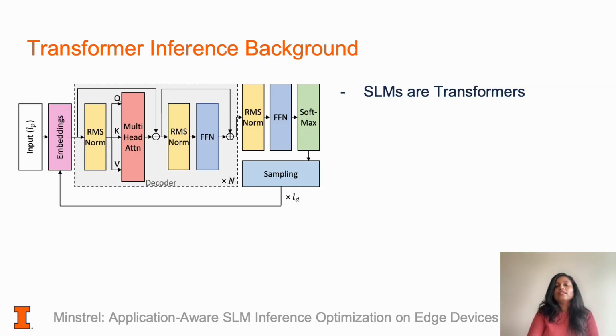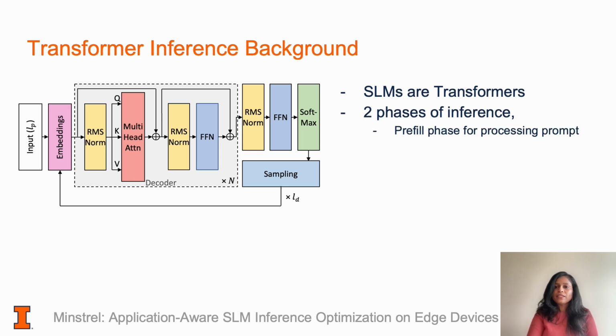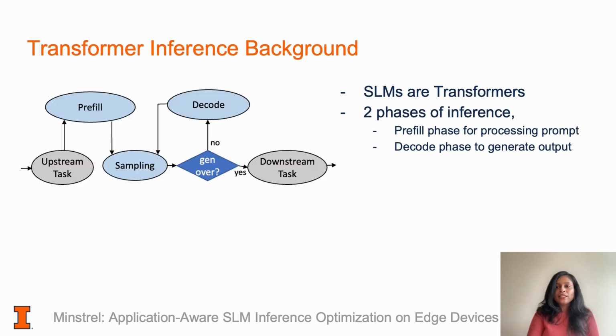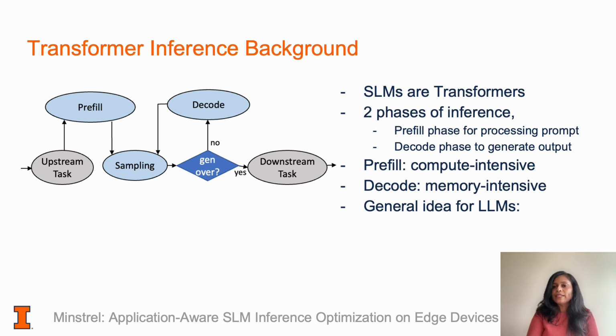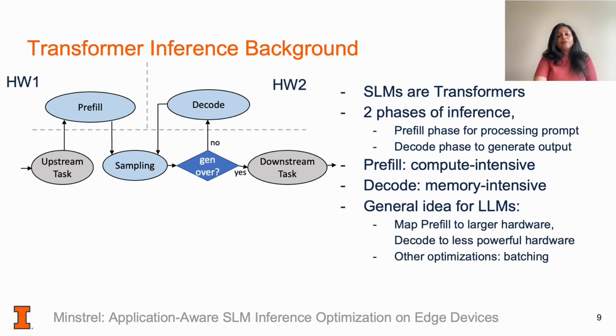So to start with, SLMs are transformers. So just like in LLMs, there are two phases for inference: the prefill phase for processing prompts and the decode phase for generating output tokens. We can visualize this as in the flowchart on the left. It is well known in the literature that prefill is compute intensive and decode is memory intensive. Research for LLM inference optimization in data centers follows the general trend of mapping prefill to larger, more powerful hardware and the decode stage to less powerful hardware. There are also other optimizations such as batching to improve hardware utilization and throughput.